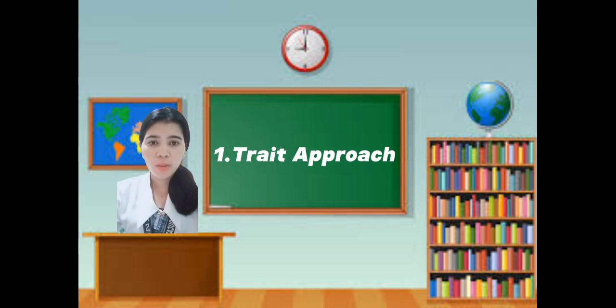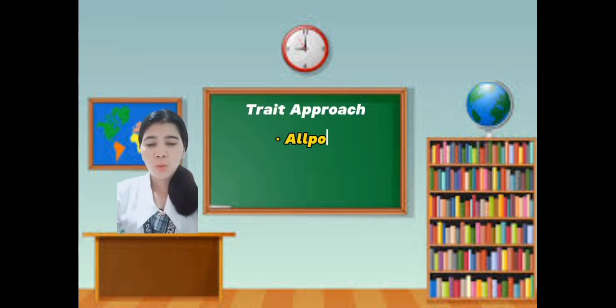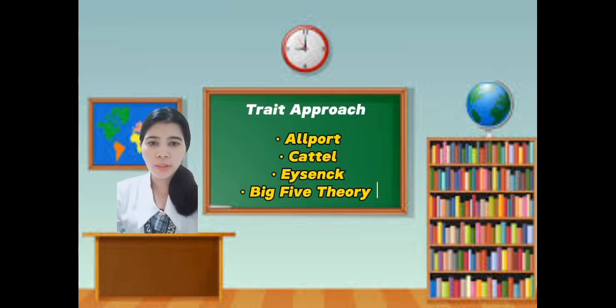So what is the trait approach? What is Allport's trait theory? What is Cattell's cultural-based system theory? What is Eysenck's biological theory? And what is the Big Five theory of personality?